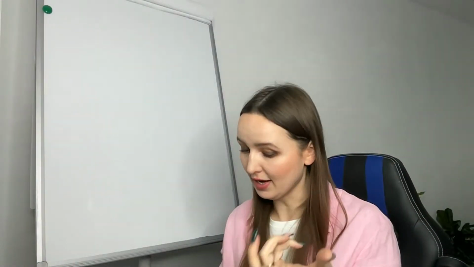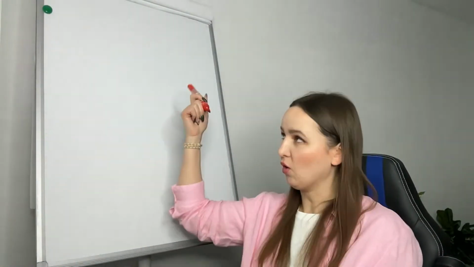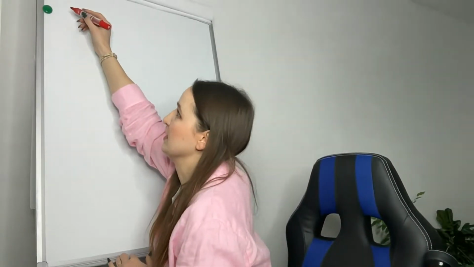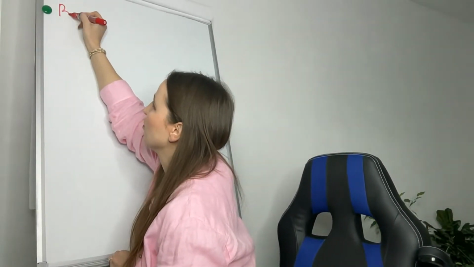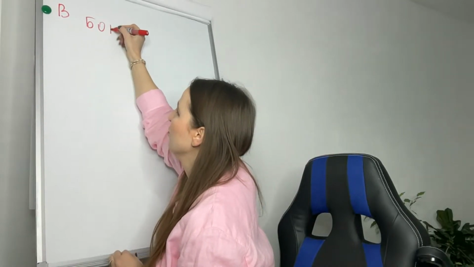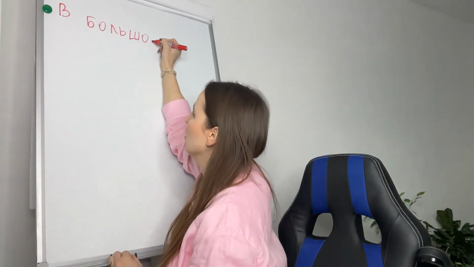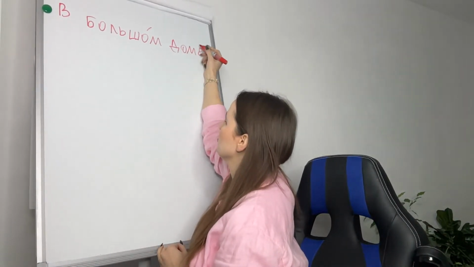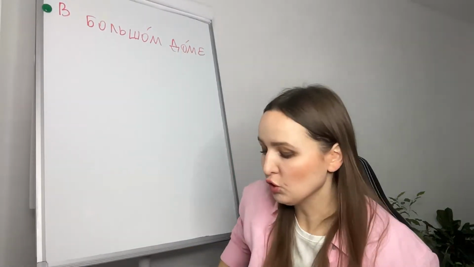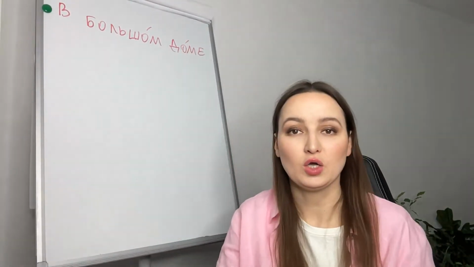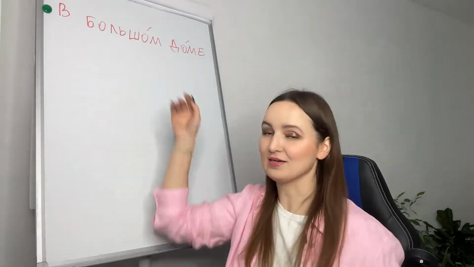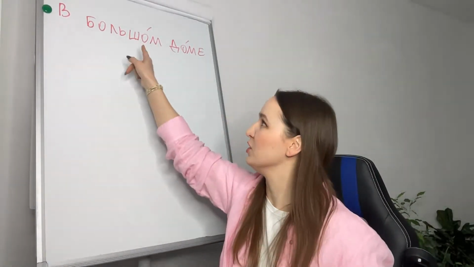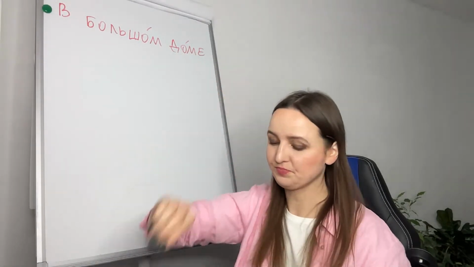Итак, в большом доме. Today we are going to learn the endings om and yem for adjectives. First, let's write our example, the title of our lesson. В большом доме. This is prepositional case. Today we're going to use the prepositional case. Where, где, where, в большом доме, in a big house.